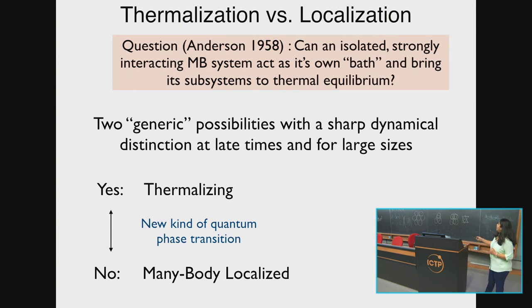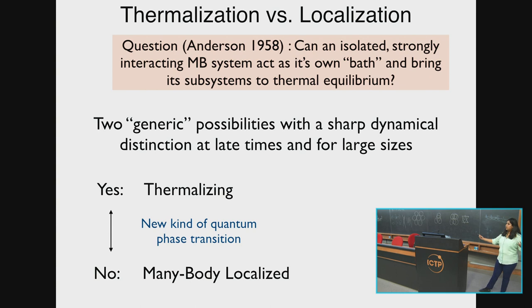Okay. And what you'll find is by tuning some parameters in your problem, or by tuning the temperature or energy, you can drive a kind of phase transition between a thermalizing phase and a many-body localized phase. Okay, and by its very nature, this is an absolutely new kind of quantum phase transition. All the transitions that you studied so far were between two systems in equilibrium. Here is a ferromagnet in equilibrium and a paramagnet in equilibrium. Statistical mechanics holds on both sides in the usual way.